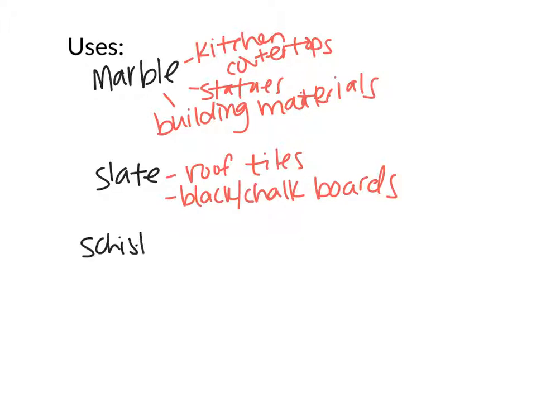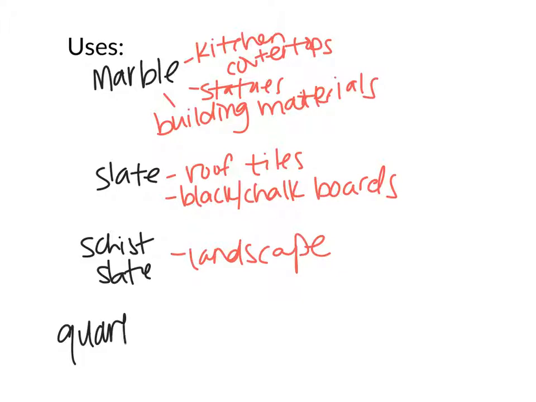Schist and slate can be used for landscaping. So around your house, around different buildings, that's where you see that. And then our last one, quartzite. This can be crushed up and put around railroad tracks.